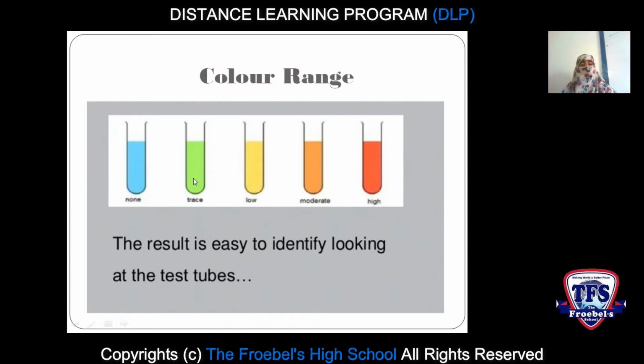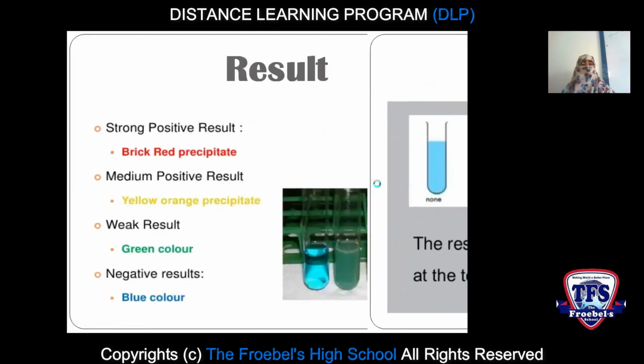If there are traces of reducing sugar, it will turn from blue to green. If low amount of reducing sugar, it will turn from blue to green, green to yellow. If moderate amount of reducing sugar, then it will turn blue to green, green to yellow, and then orange. If high amount of reducing sugar is present, then it will turn from blue to green, green to yellow, yellow to orange, and then brick red color that shows the high amount of reducing sugar.